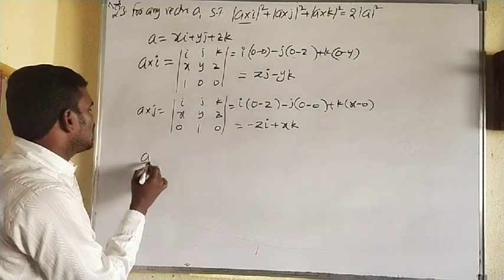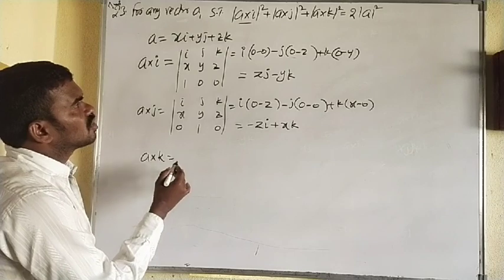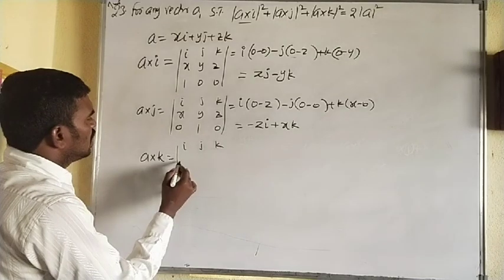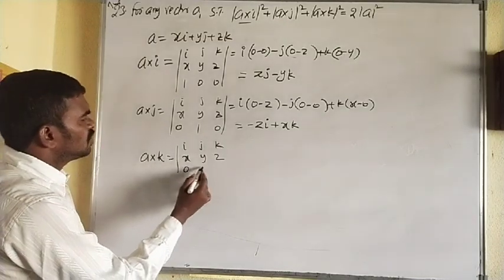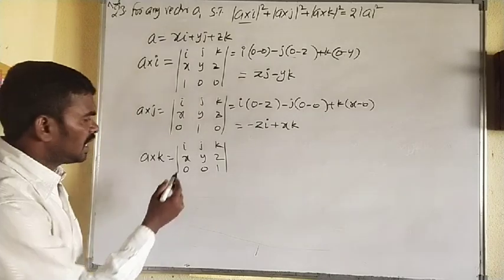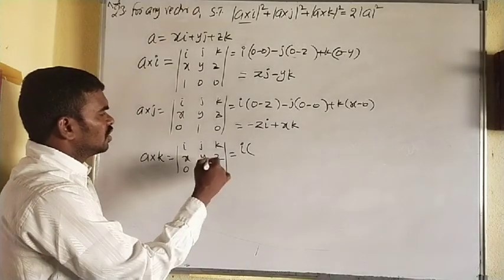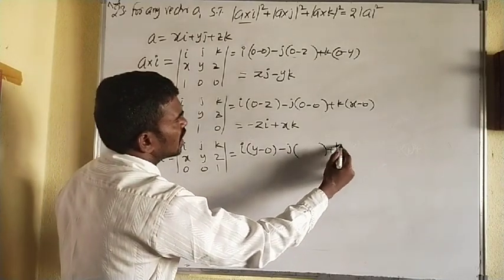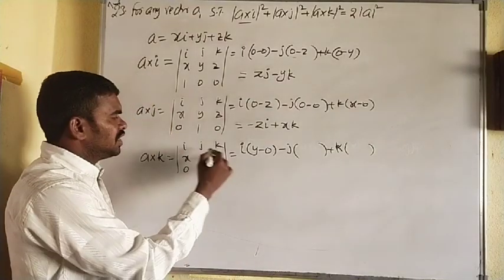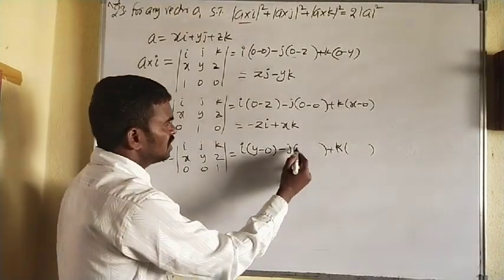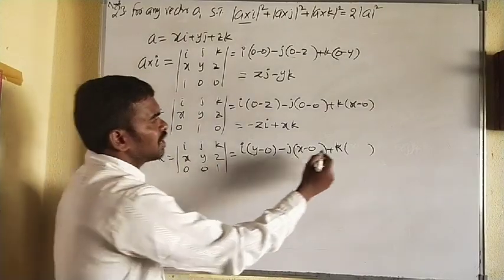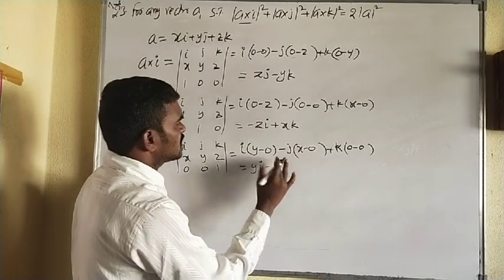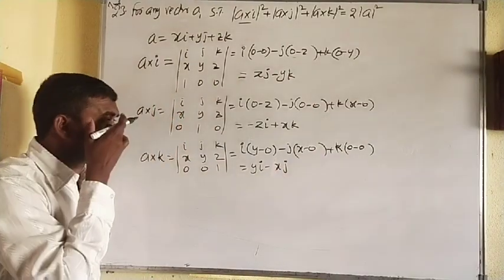Next, the last one, A cross k. A cross k is equal to the determinant with i, j, k, the A elements x, y, z, and k means 0, 0, 1. Only the k term is there. So i into (y into 1 minus z into 0), minus j into (x into 1 minus 0 into z), plus k into (0 minus 0). So we get yi minus xj. This is A cross k.